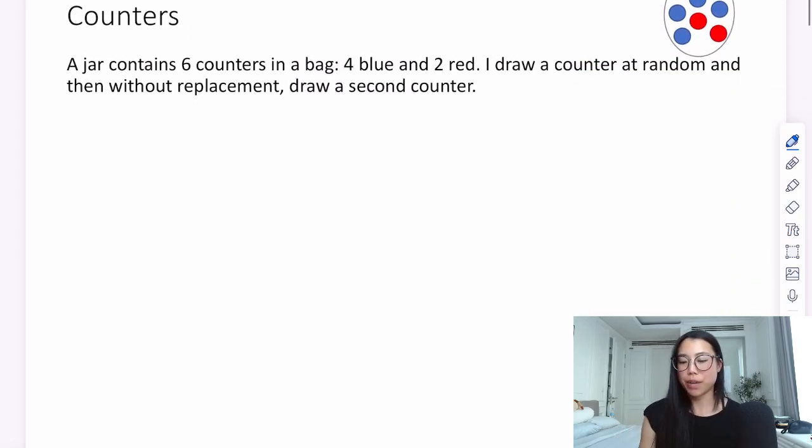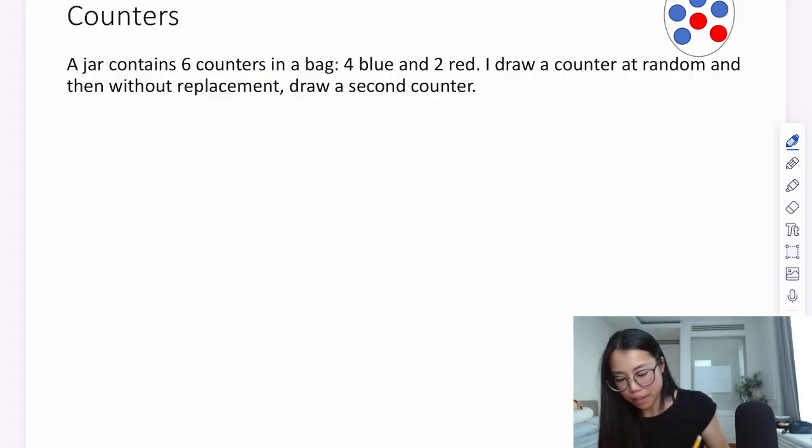Let's imagine we have some counters in a jar. There are 6 counters in total, 4 blue and 2 red. You draw a counter at random, and without replacement, you then draw a second counter. So given the scenario, let's create a tree diagram to model what is happening. The reason I'm choosing a tree diagram in this case is because there are successive events. You're drawing one counter and then you're drawing another counter.